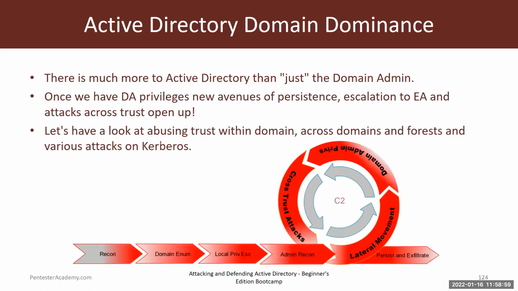Now, once we have domain admin privileges, we can start looking at true domain dominance. There is a lot more in Active Directory than just the domain admin. Once we have the privileges, we have a lot of avenues or opportunities for persistence. We have opportunities to escalate to EA. We can run attacks across external trusts and whatnot.